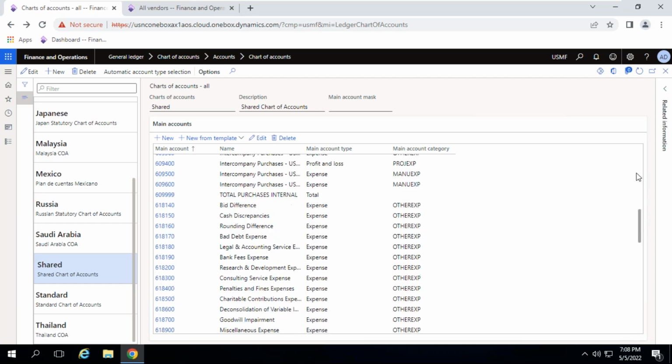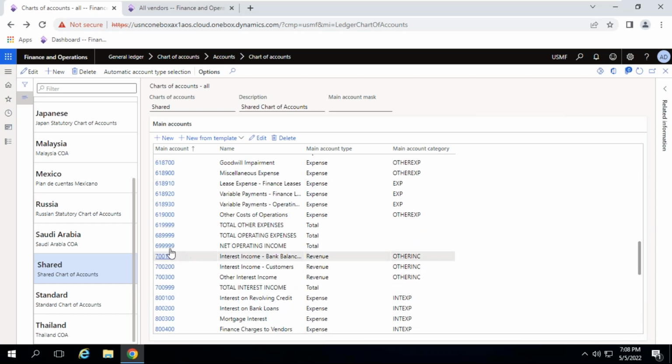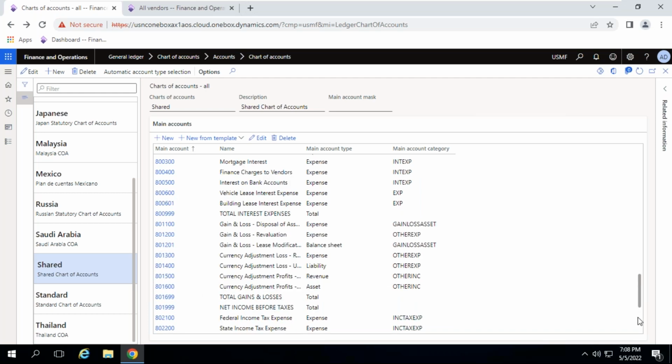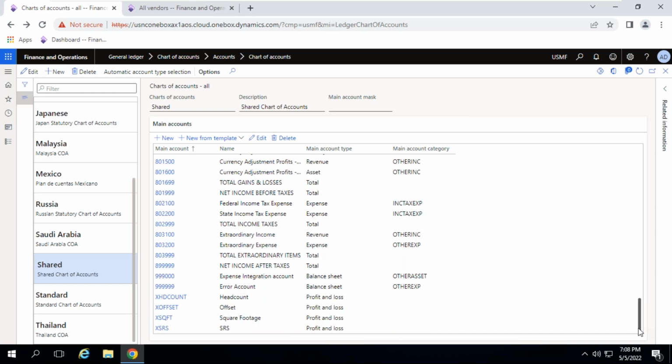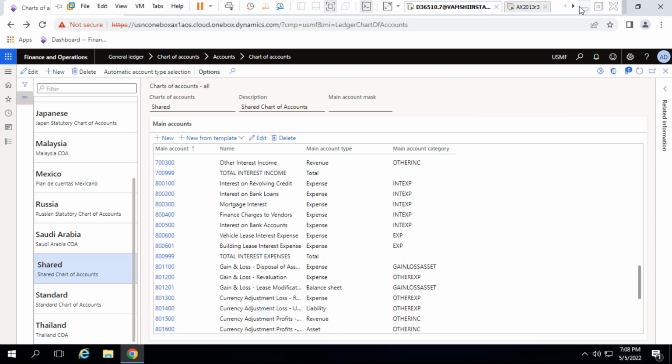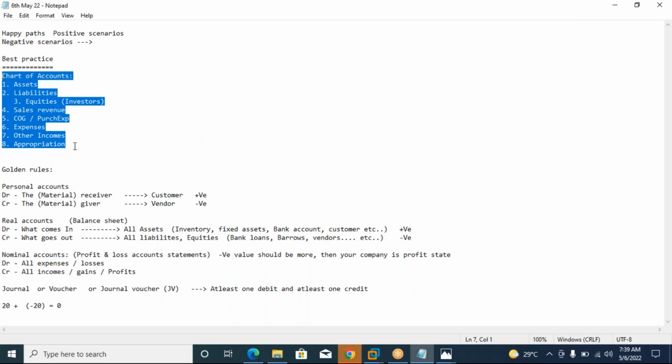Look at this one. 3, 4, not more than that. In real times also, it may be max 10. Revenue, other revenues or other incomes. 8 series is a mix of all. So this is not a rule. This is best practice. So to learn, you need to stick to one path, like car driving.